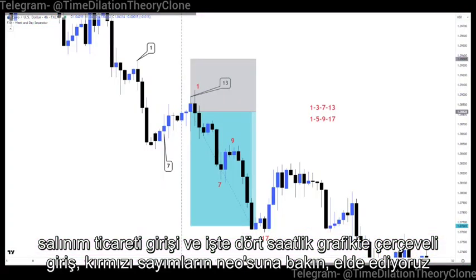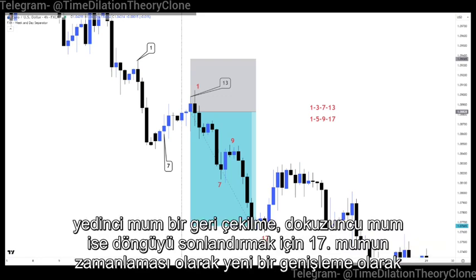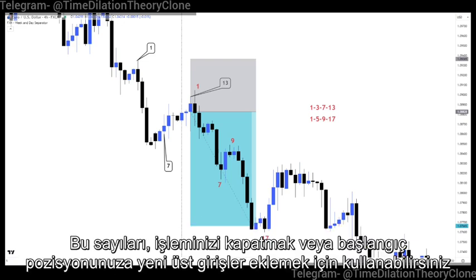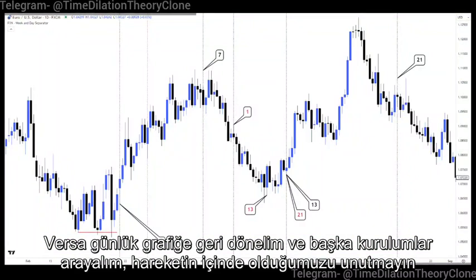And here's the framed entry on the 4-hour chart. Look at the red countings, Neo. We get the 7th as a retracement and the 9th candle as a new expansion timing into the 17th candle to end the cycle. You can use these numbers to close your trade, or add new top-up entries to your initial position, vice versa. Let's get back to the daily chart and seek another setup.